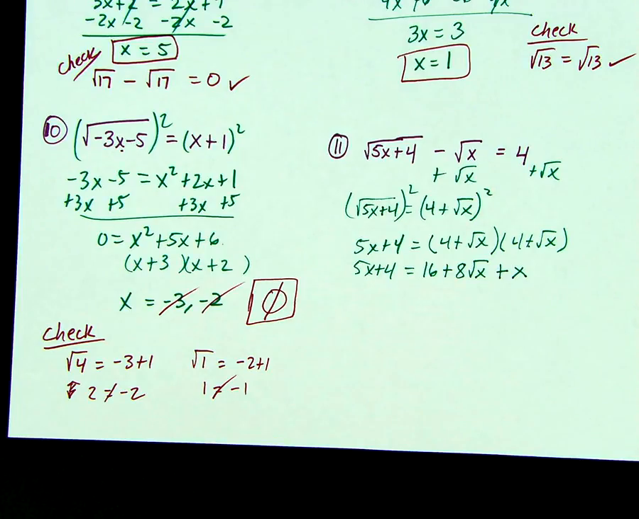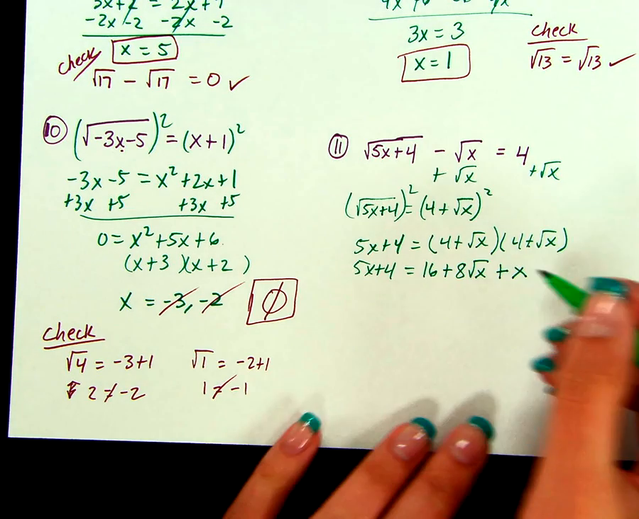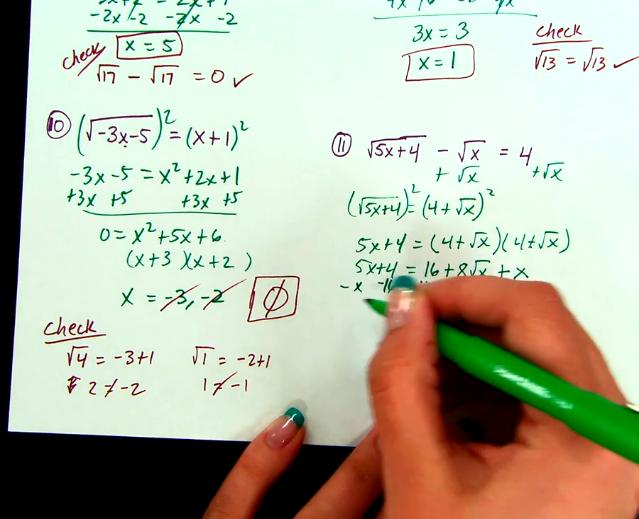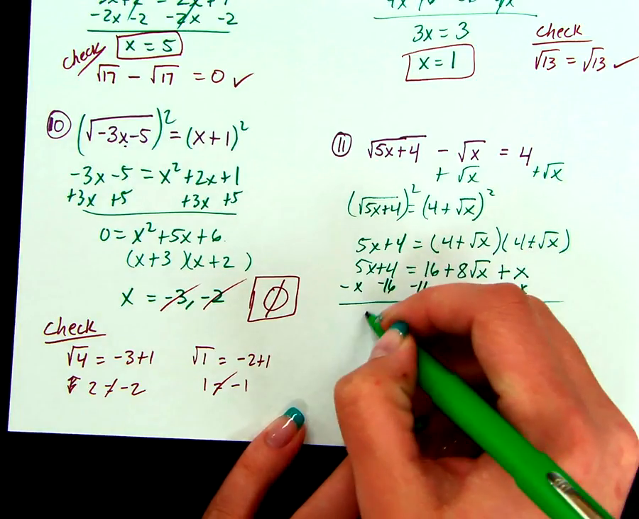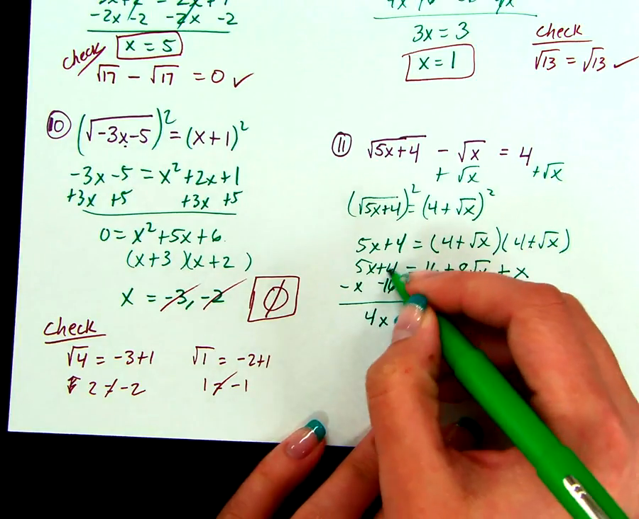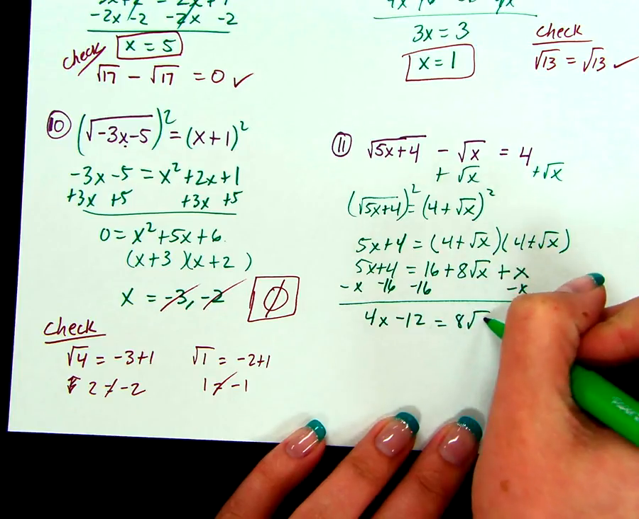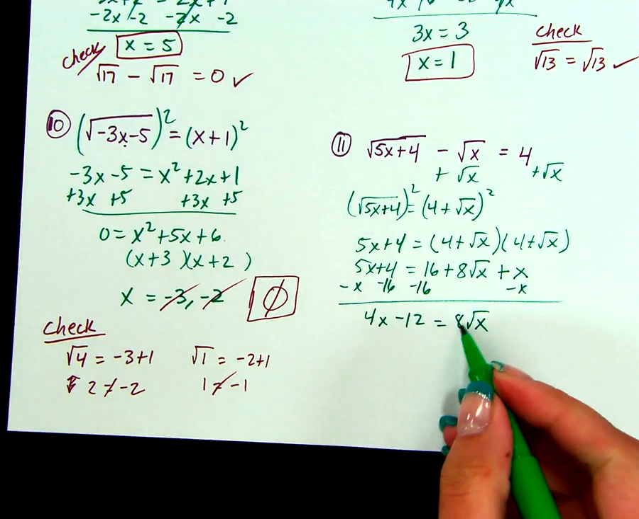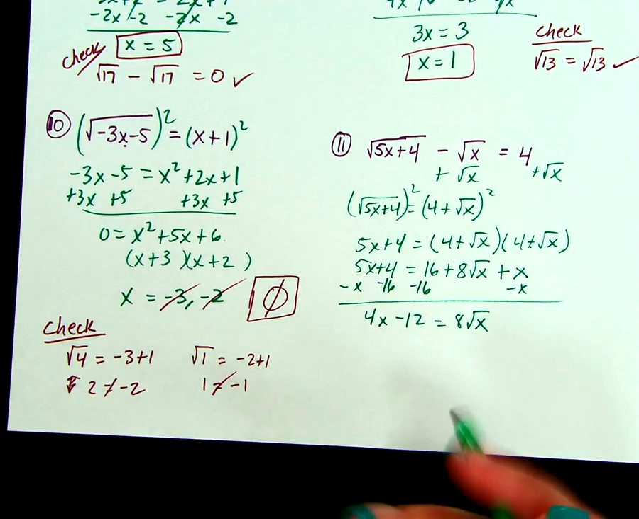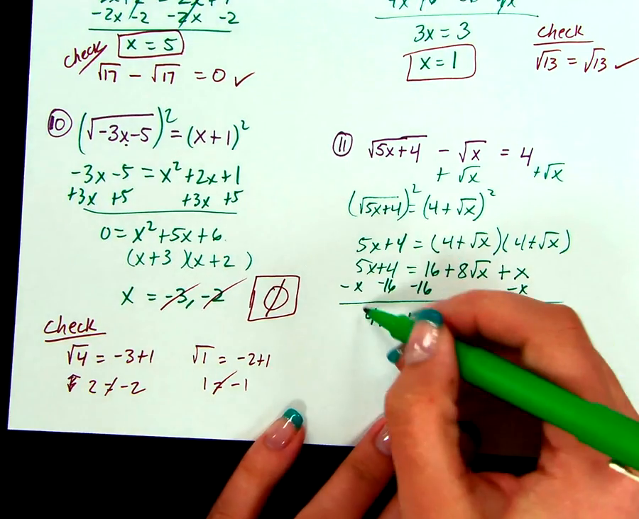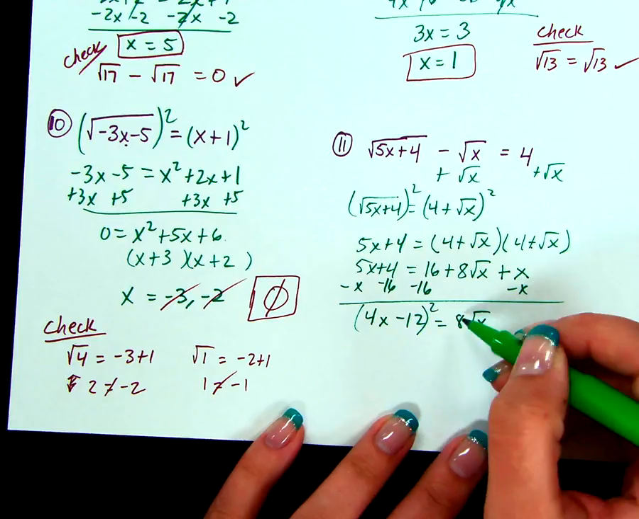So notice on this problem how we still have a radical. So if that's the case, then we need to isolate that term again. So we're going to subtract the 16 and the x. So this will be 4x, and then 4 minus 16 will be 12, equals 8 square root of x. And we could divide by 8, but that's just going to give us a fraction to work with. So instead, to get rid of this radical, I'm just going to square each side.